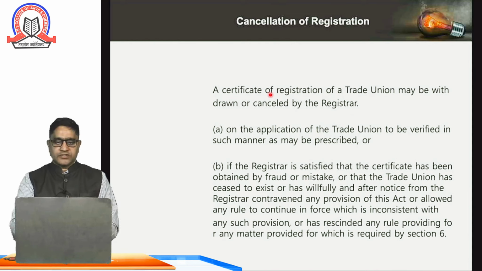The certificate of registration of the trade union may be withdrawn or cancelled by the registrar. Only the registrar has the right to withdraw or cancel the registration, on application of the trade union, to be verified in such a manner as may be prescribed.